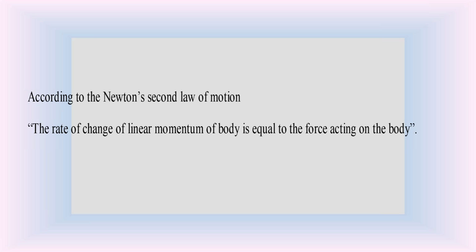Change of linear momentum means initial linear momentum minus final linear momentum. That is the meaning of change of linear momentum. Initial linear momentum minus final linear momentum divided by time is called the rate of change of linear momentum. According to Newton's second law, the rate of change of linear momentum of a body is equal to the force acting on the body. Last class I explained two conditions of this Newton's second law.